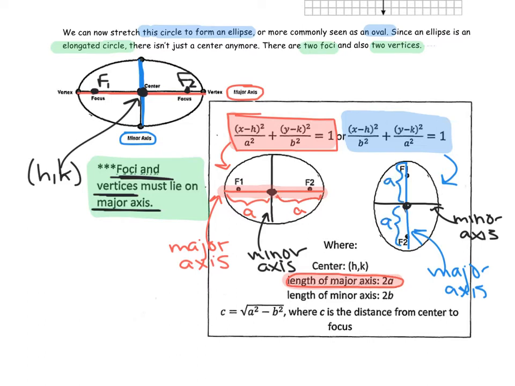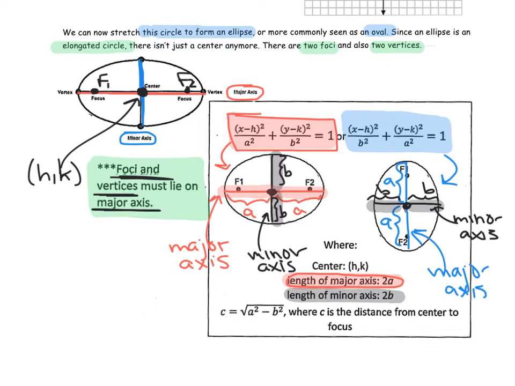Notice the difference in the types of ellipses we can be looking at. Now the minor axis is 2B. So from here to here would be B, and here to here would be B. So let's label that. From here to here is B, and from here to here is B. All right, so that's the length of the minor axis.